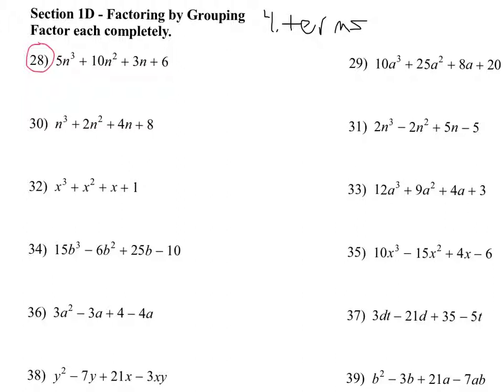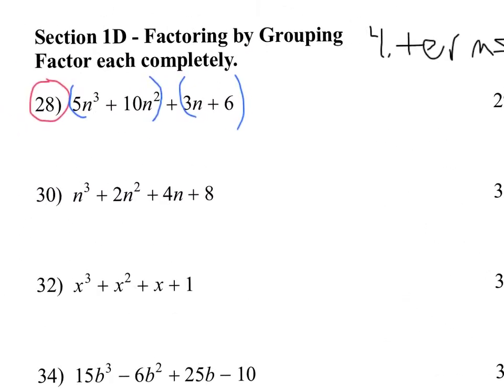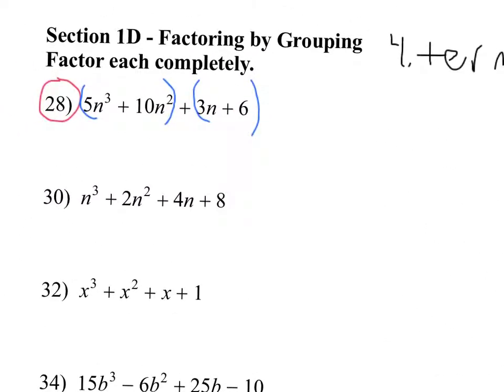So we're going to group 5n cubed and 10n squared together with parentheses. And then we're going to group our last two terms together. Now you really have to be careful if that third term, in this case the 3n, was negative. This example doesn't get into that. But it's positive, so we're going to leave that positive out front. We're going to group 3n plus 6 together. Now, I'm going to make this a little bit bigger here so we can see.